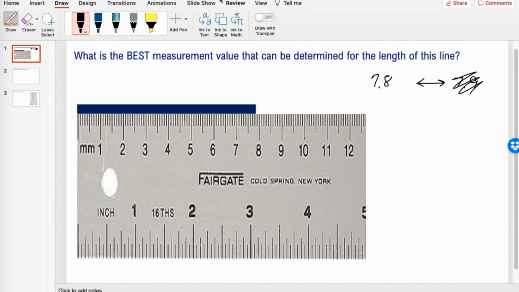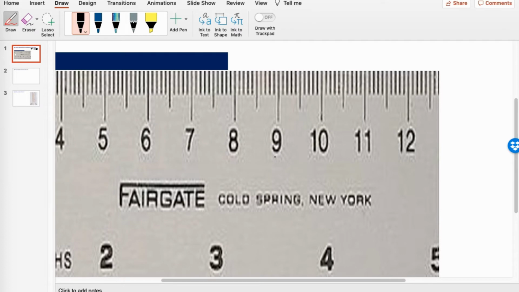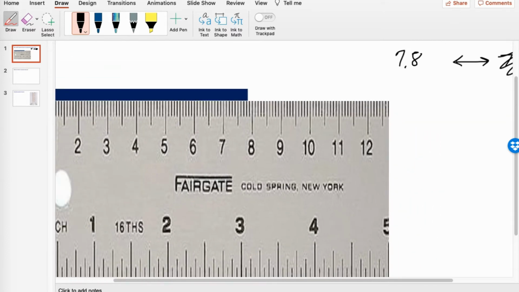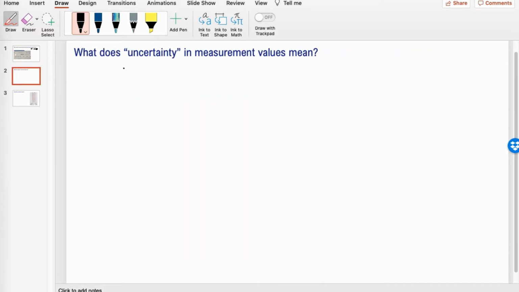And the reason I say something is if you look very closely, and I'm hoping a bunch of you already figured this out, I'm going to zoom in for you. If you zoom in, you realize that this blue line is between the 8 and the 9 mark. Okay? So that means it's greater than 7.8, but less than 7.9. So we have to make what we call an estimate. We have to make a guess as to what that number is. So before we actually do this, let me back out of here. Let's go to this next part.